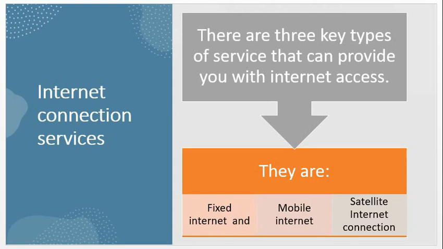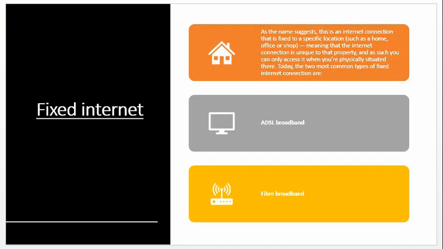In terms of internet connection services, there are three key types of services that you can use to access the internet, which are fixed internet, mobile internet, and satellite internet connection. When we talk about fixed internet, these are connections that use a DSL broadband or a DSL connection and fiber. And I think these days it's all the buzzword in terms of advertising for internet service providers: broadband, broadband, broadband, or fiber, fiber, fiber.